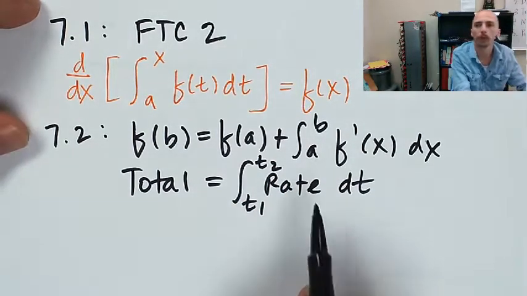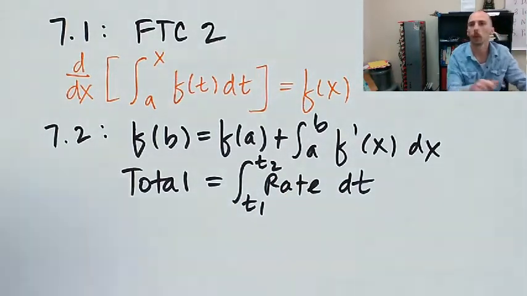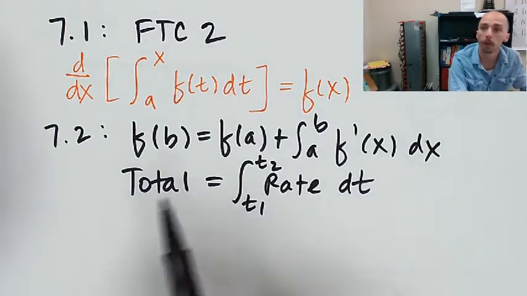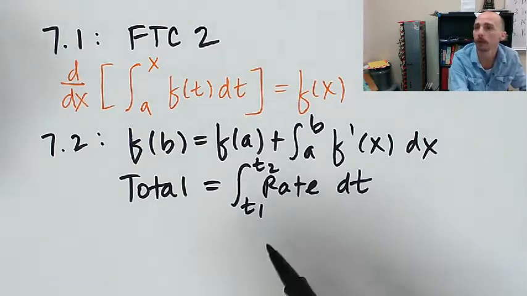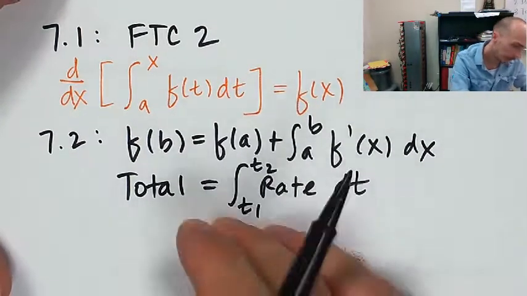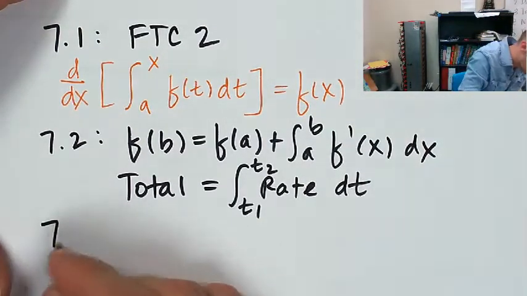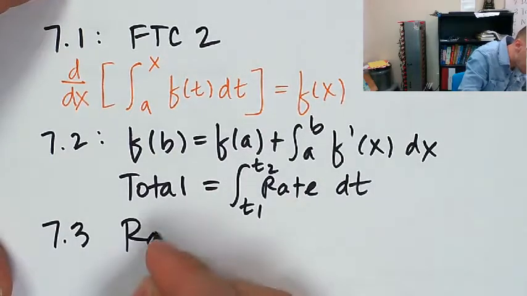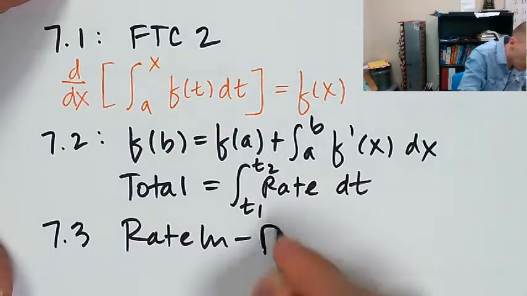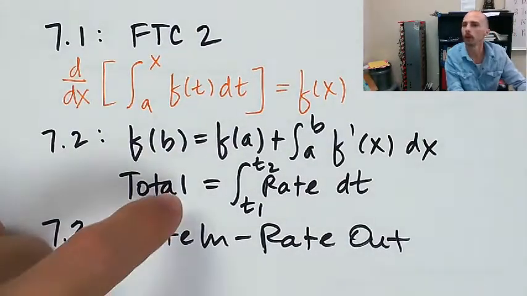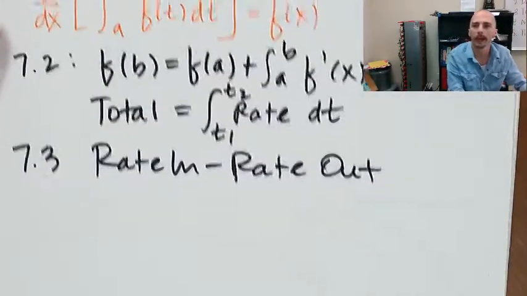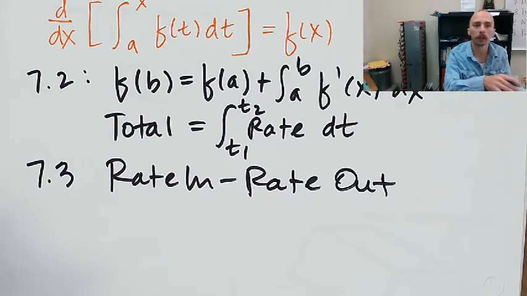So, if we had a rate at which we were dumping water into a bucket and we wanted to know the total amount of water we had dumped into the bucket between time 1 and time 3, we would integrate that rate from 1 to 3. And then in 7.3, we did rate in and rate out. In a lot of ways, it was very similar to 7.2, except I was dumping water into a bucket, and simultaneously the bucket was leaking.